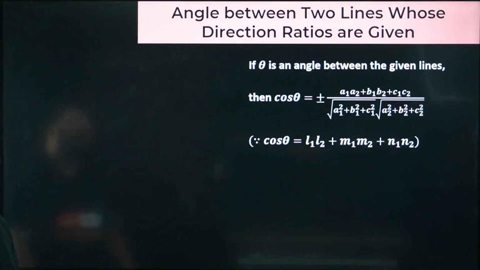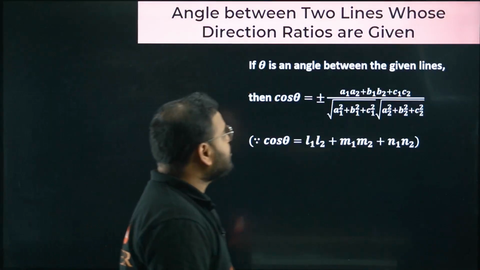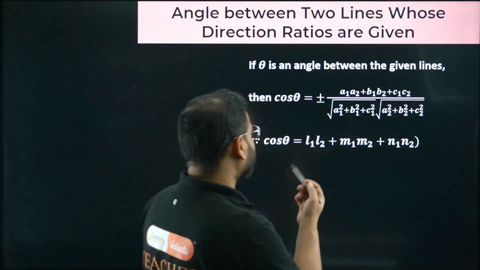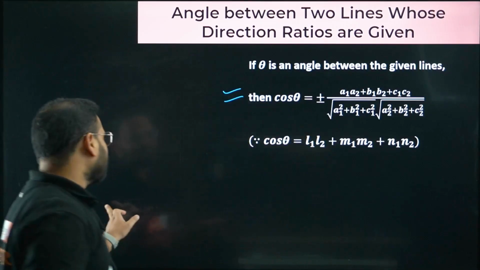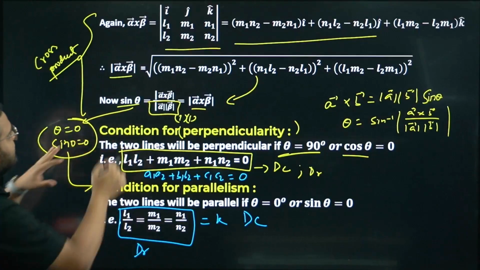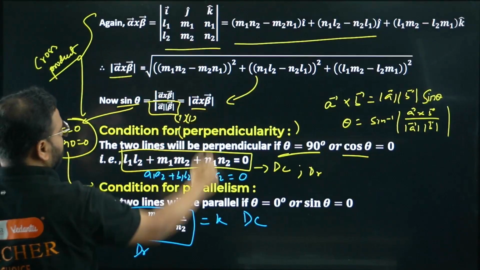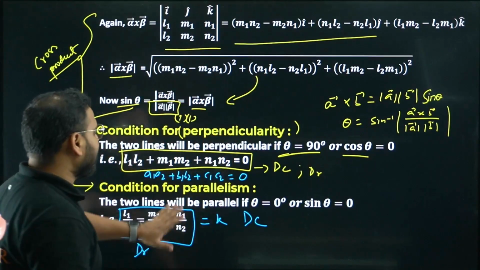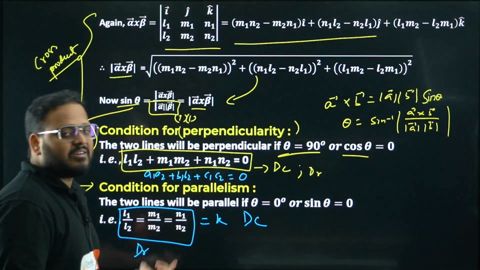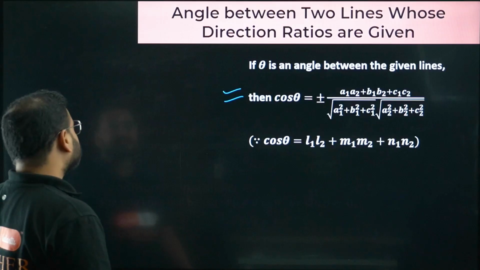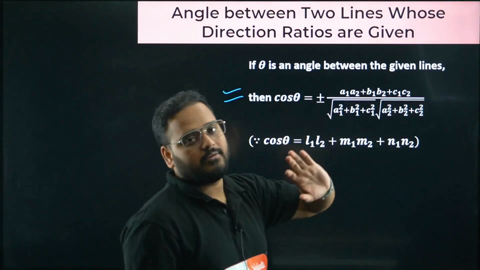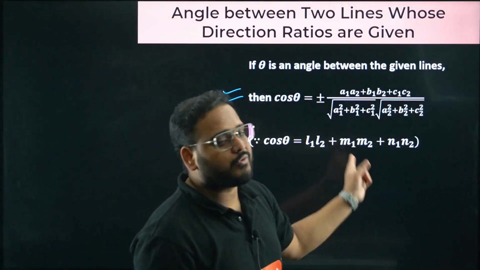Let's move on now. Angle between two lines whose direction ratios are given. Please check. Same concept here. This is the answer, actually. But for the case of perpendicularity and for parallelism, the result will remain the same. I can repeat the same result in terms of DR. But when the lines are not parallel or perpendicular, then we have to use, of course, the denominator.